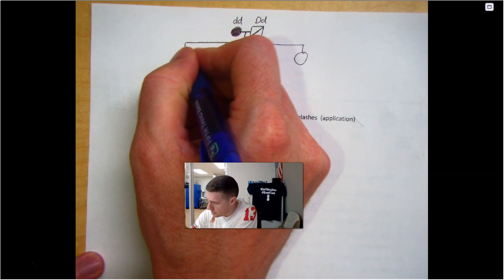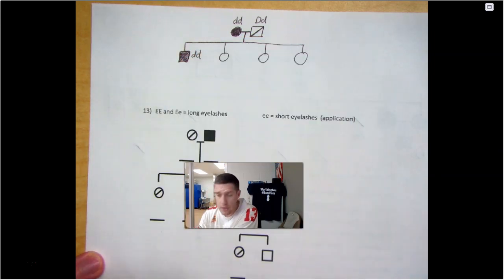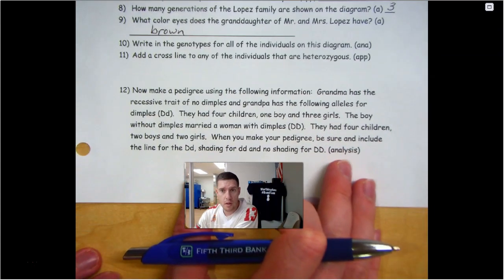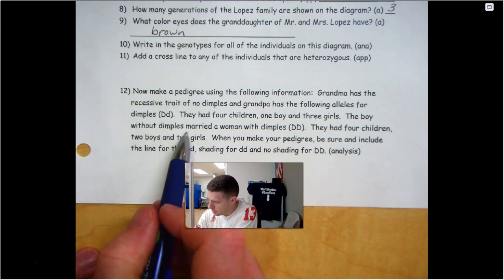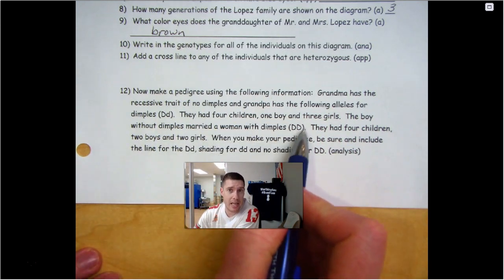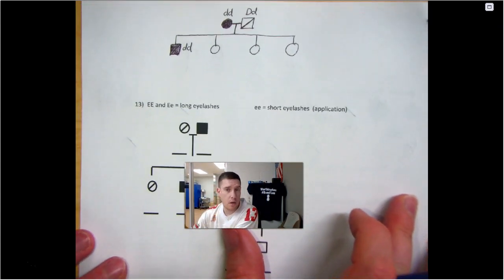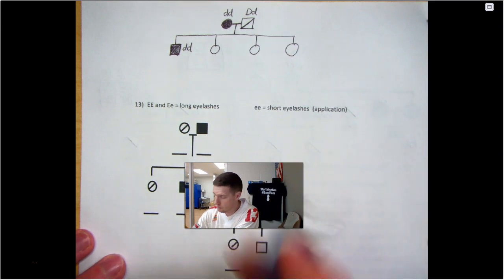The question just told us that he is homozygous recessive. Okay? The boy without dimples married a woman with dimples. Oh, and you don't have to guess here because they gave you her genotype. So he married, who I'm sure is a lovely lady.